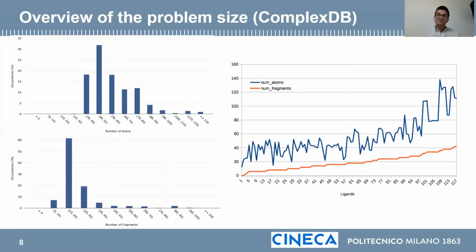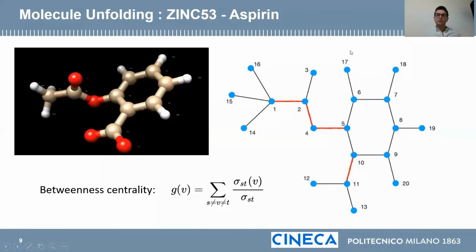And from this database, we took 118 molecules and we ordered them by increasing volume. As you may have thought, the number of fragments and the number of atoms are correlated to the increasing volume of the molecules. Here we have an example of how we actually do our ligand expansion. The example involves the compound ZINC 53, which is aspirin.